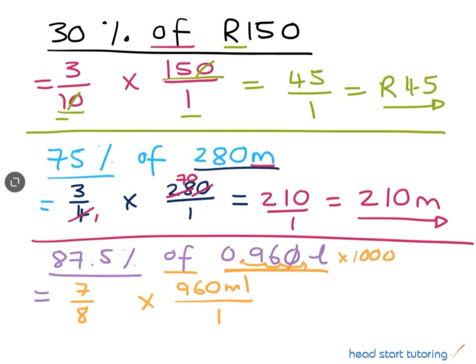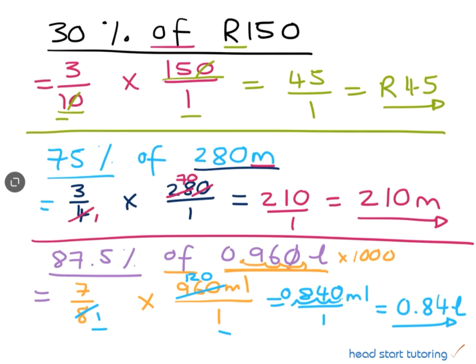So now what we need to do is cross cancel and simplify. So 8 fits into itself once, and 8 fits into 96 12 times, so it fits into 960 120 times. So we end up with 7 multiplied by 120, which is equal to 840 over 1, because 1 times 1 is 1. So this is 840 milliliters, which we need to convert back into liters, and that will give us an answer of 0.84 liters, because we divide our milliliters by 1000 to get our answer back into liters.